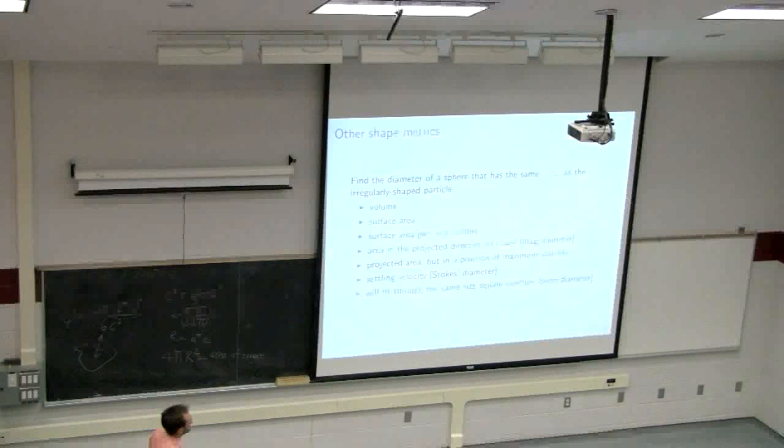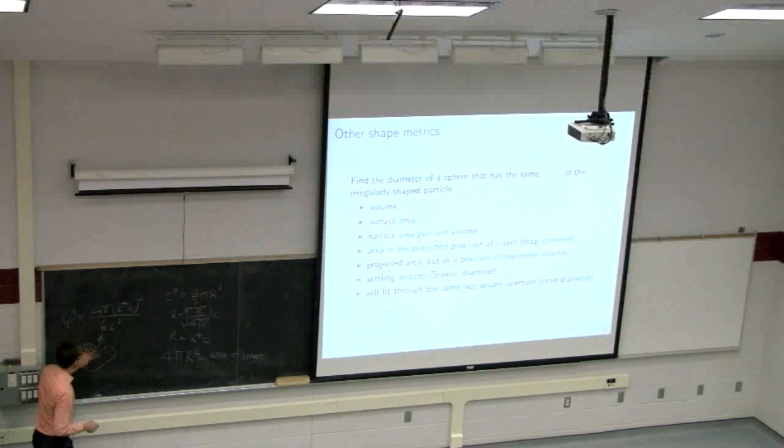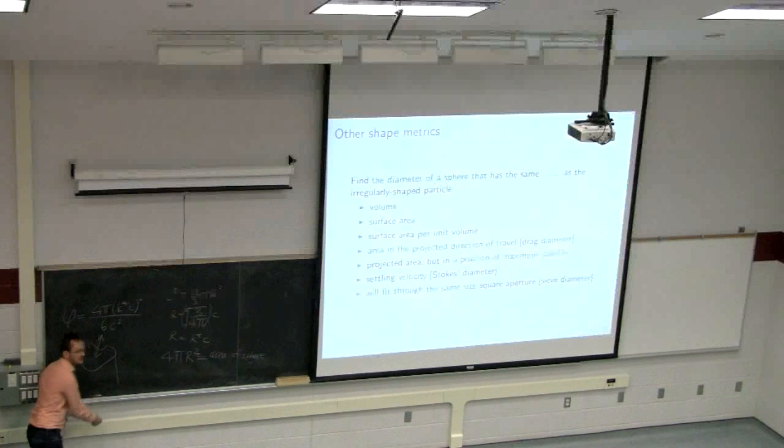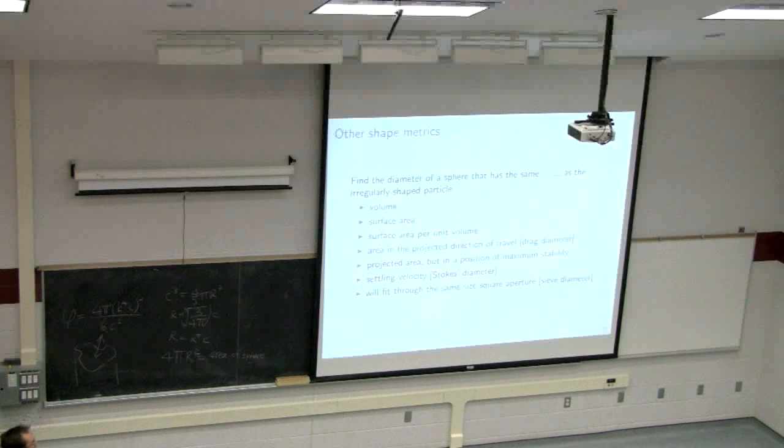If we were dealing with sedimentation, you might want to find the equivalent sphere that has the same area in the projected direction of travel so that you can calculate the drag. So now we're not concerned about the surface area of the actual irregularly shaped particle. We're concerned with that projected surface area when that particle is falling down, and find the equivalent spherical diameter.